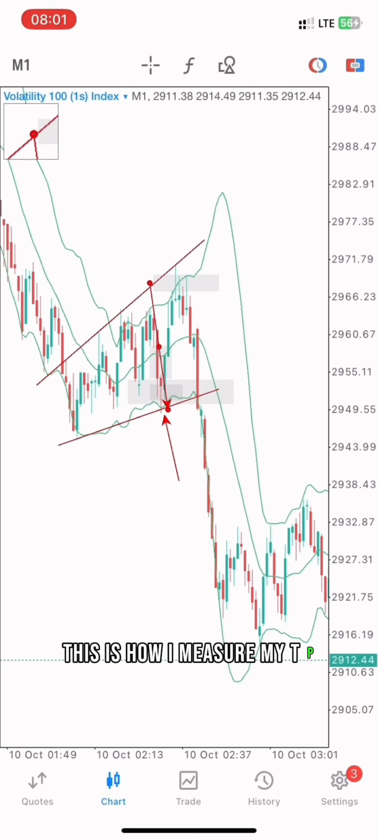Then this is the TP which I like to use. I love this kind of TP. It has a lot of risk and a lot of profit. That's the TP which I use here.